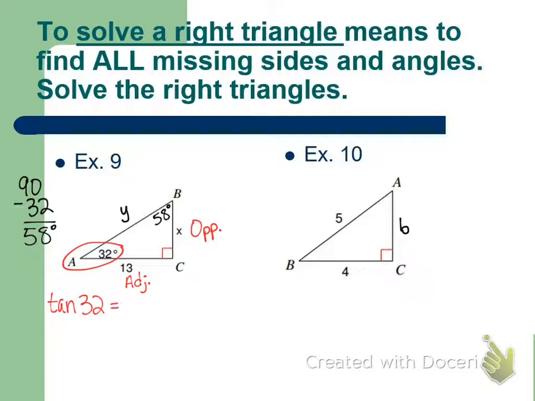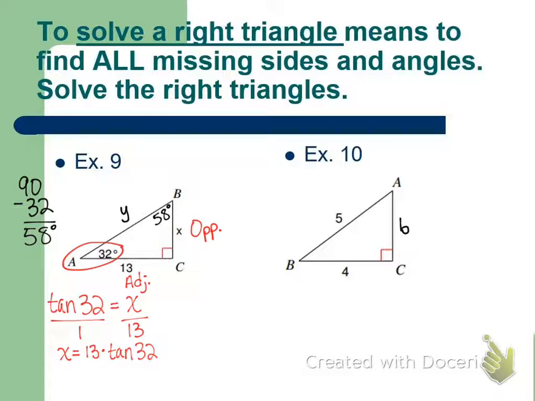Okay, we know the angle measure, so we're actually going to put that right by the tangent. Tangent of 32 degrees is equal to, what's my fraction? X over 13. These are the ones where the trig function gets put over a 1, and we cross multiply to solve. So when we cross multiply, we have x equals 13 times tangent of 32.